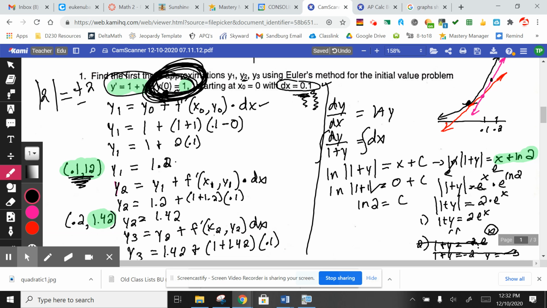But take that into account. If I would have told you that y of 0 equals a negative 1 up here, then you would have been dealing with this guy versus crossing it out. So that's important. Those absolute values actually give us two different solutions. We need to know which one we're working with.